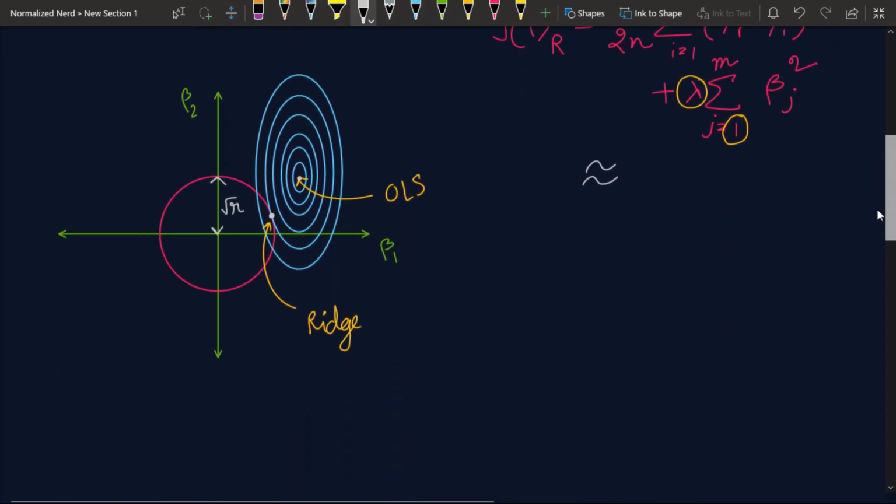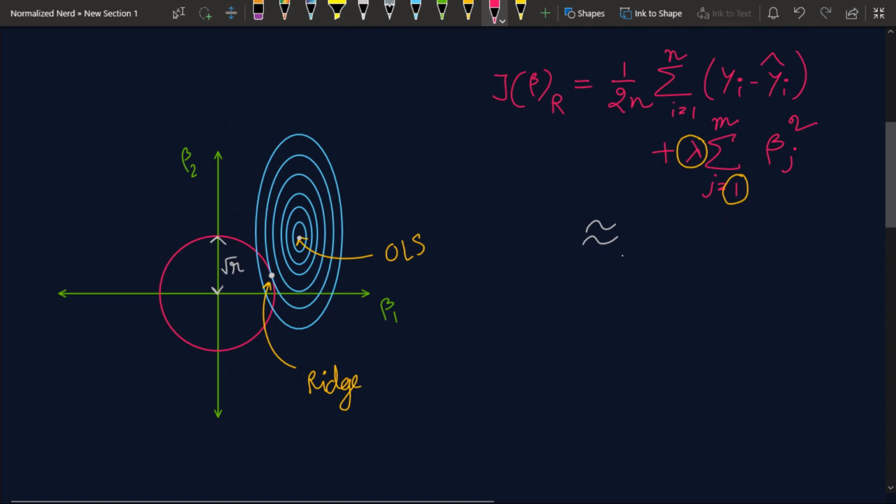And what is the constraint? Well, the constraint is simply the summation of beta j, I'm dropping the j and m here just for simplicity, squared must be lesser equal to some positive value r. Now it can be proved that for every lambda there exists a positive r. That's why this equation is equivalent to minimizing our previous equation under this constraint.